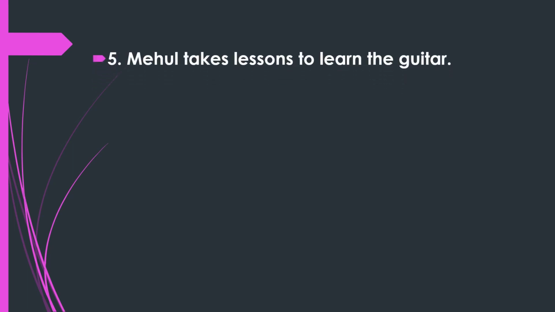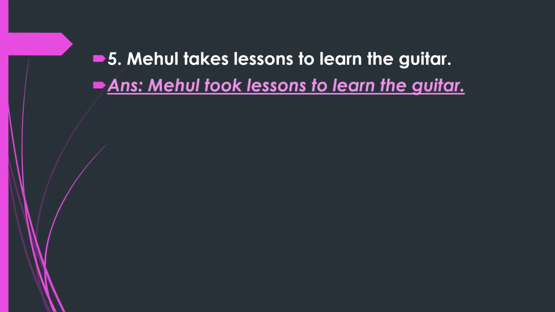Let us see number 5. Number 5 says, Mehul takes lessons to learn the guitar. This sentence is in the simple present tense and we need to change it to simple past tense. So here, takes will become took and the answer will be, Mehul took lessons to learn the guitar.